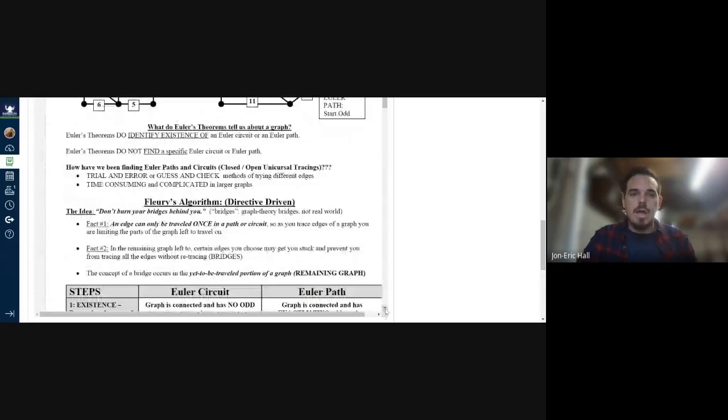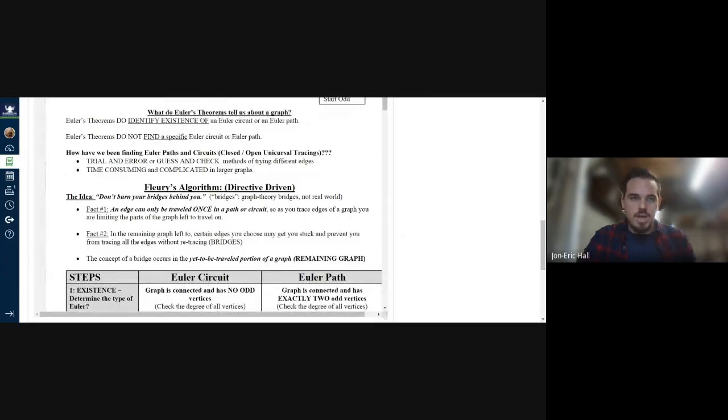So this is what we call a directive-driven Fleury's algorithm. The idea is don't burn your bridges behind you. What does that mean, right? Bridges, graph theory bridges, not in the real world. We're talking about if there is a spot where you can go across, and if you erase that edge, and that's the only way you can get to the other side, that's a bridge. So the idea here is don't burn the bridges in the graph theory.